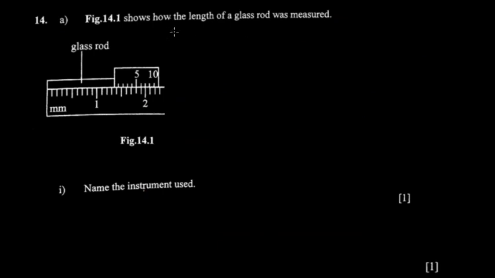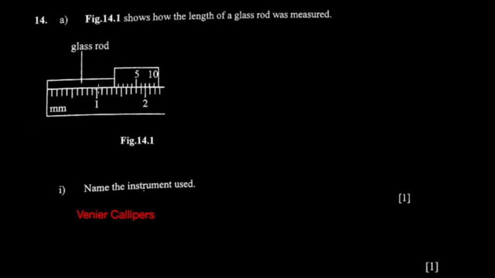Next part says this figure shows how the length of a glass rod is measured. Okay, so we're measuring using this. Name the instrument. So the instrument is called a vernier calipers. Okay, so vernier calipers, and you're asked in the next part what the reading is, what the scale reading is.